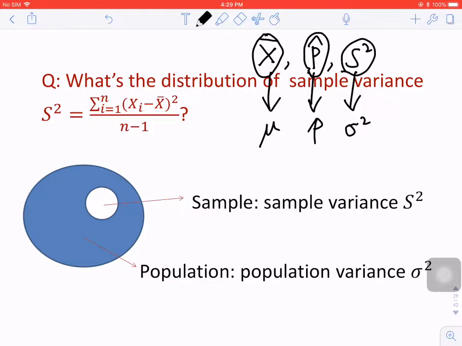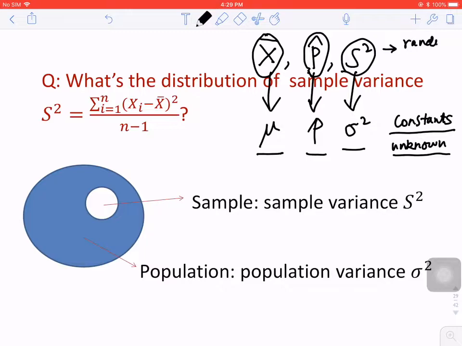Okay? And we have mentioned that those parameters are constants in this class, right? Those parameters are constants, but for most of the cases, they are unknown. However, those statistics, say X bar, P hat, and S square, we have proved that those are random variables actually. This means those sample statistics can have their own distributions, right?